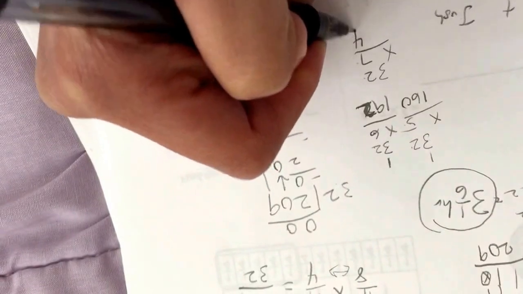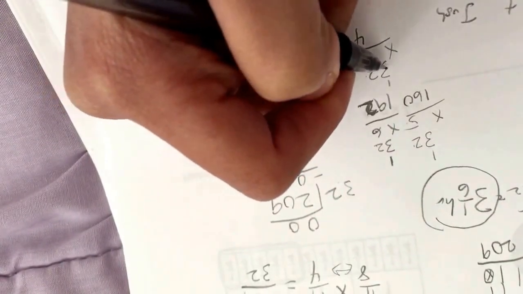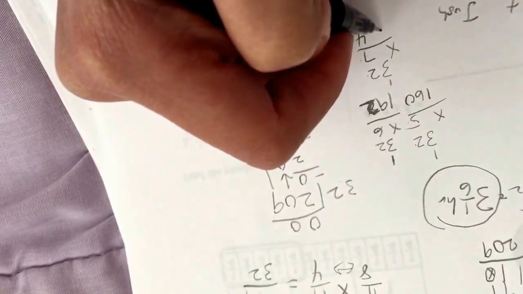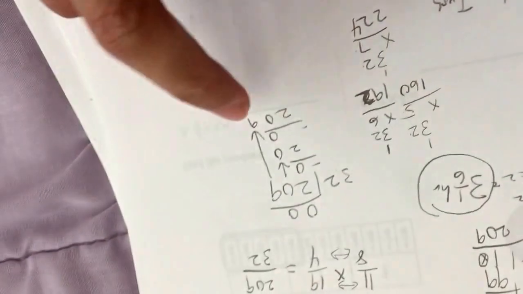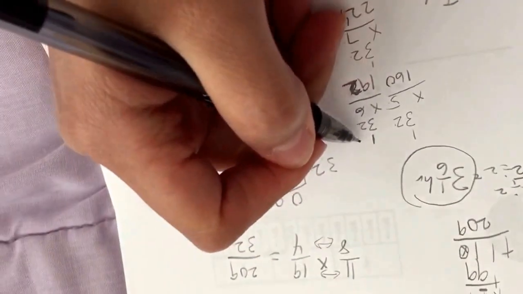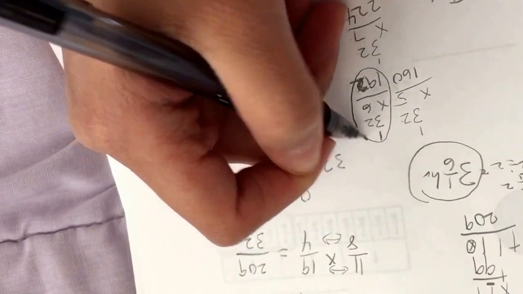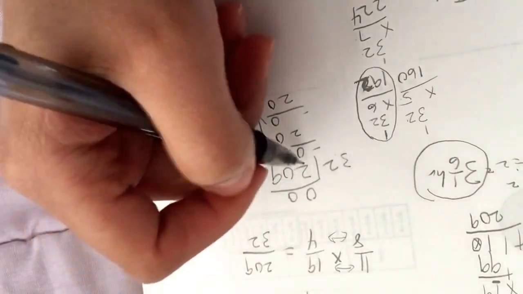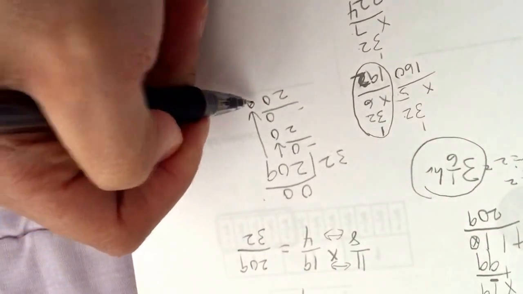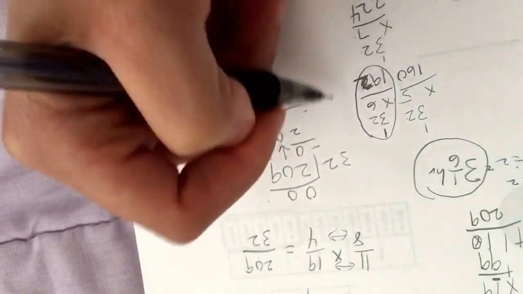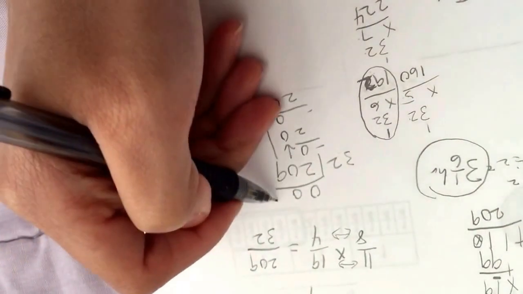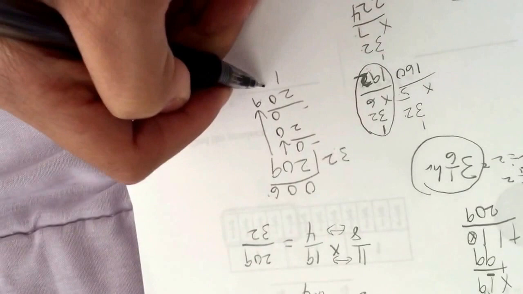7 times 2 is 14. Remove the 1. 7 times 3 is 21, plus 1 is 22. Uh-oh, too much. So we're going to use 6. 32 times what number gets close to 209 without going over? The answer is 6. 32 times 6 is 192.